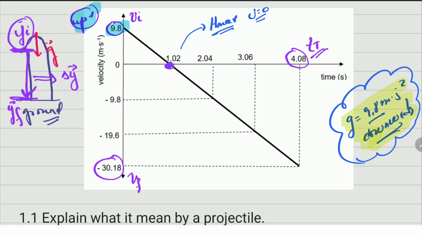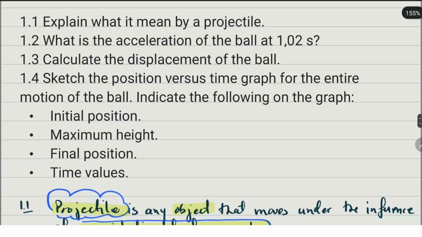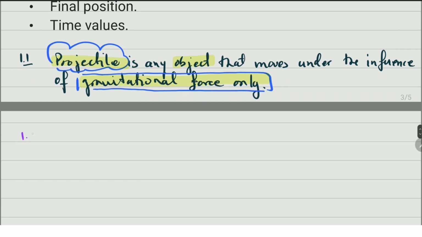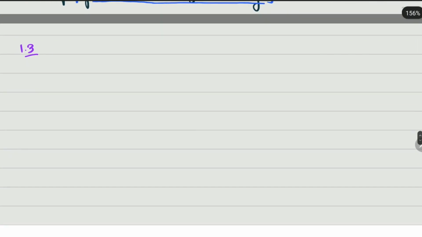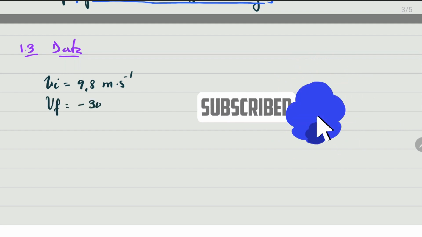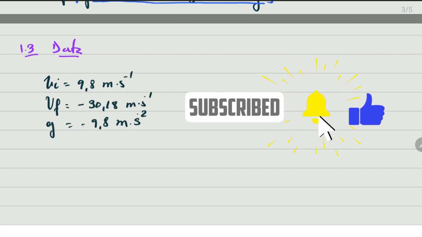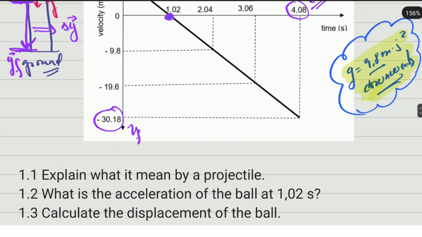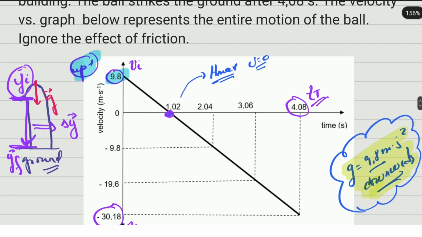So everything is given in the graph. You don't have to struggle. Let's write down the data anyway, because we always do it, and this is question 1.3. 1.2 was the acceleration. So let's quickly write the data. Okay, and here is the data. Note, up is positive, not because I say so, but because the graph shows that up is positive, okay?